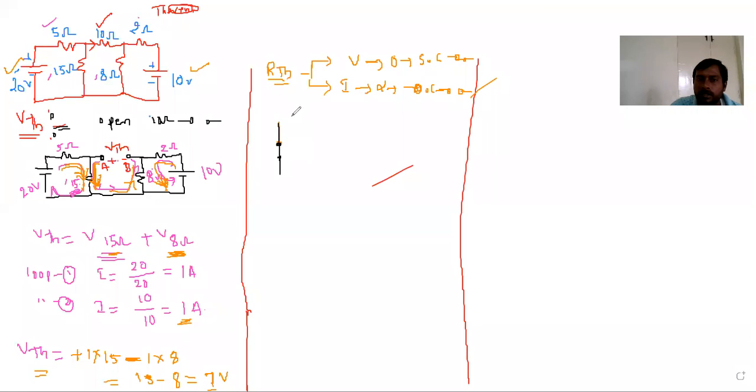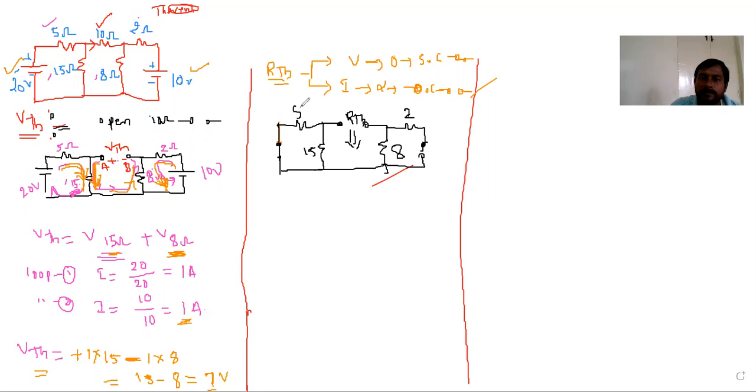That will be like this. That will be short circuited, and a resistor is there, another resistor, and we should find the R Thevenin between these two terminals. Again a resistor, and this another resistor, and this is short circuited. So this is 2, this is 8, this is 15 and this is 5. Here we should find R Thevenin by looking into this.